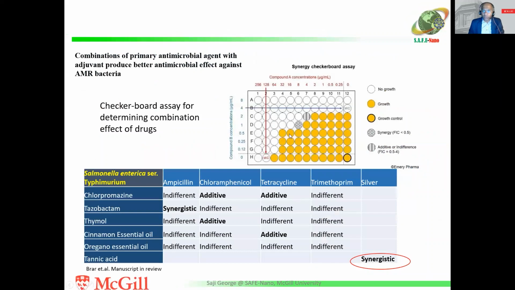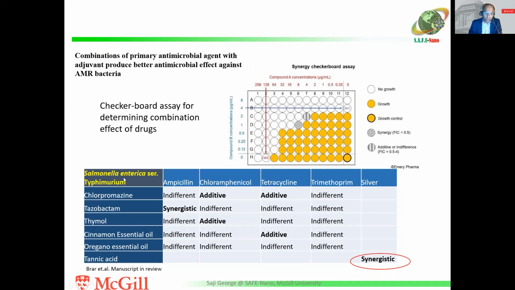Now, we did a checkerboard assay, which is in essence a combination to check the effect of combining more than one drug together and to see what kind of effect each drug has on the other one, whether it is indifferent, which means no effect, or an adverse effect of each other, or an additive effect, or an even better synergistic effect. So we wanted to identify the molecules that give additive effect.